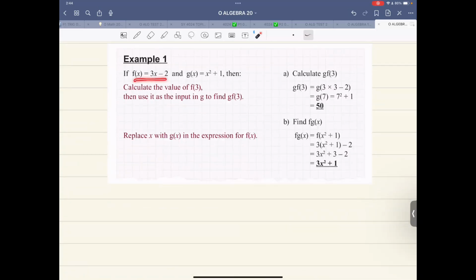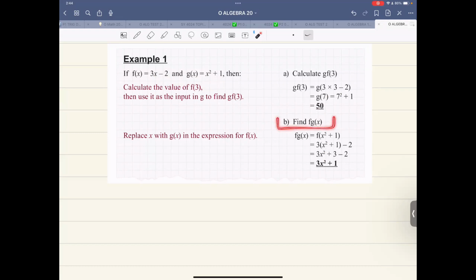We have f(x) is 3x minus 2. g(x) is x squared plus 1. Calculate the value of f(3) and then use it as an input in g to find g(f(3)). So we plugged in 3 over here. 3 into 3 is 9. 9 minus 2 is 7. And then plug in that value in g(x). So that is 7 squared plus 1, which is 50.